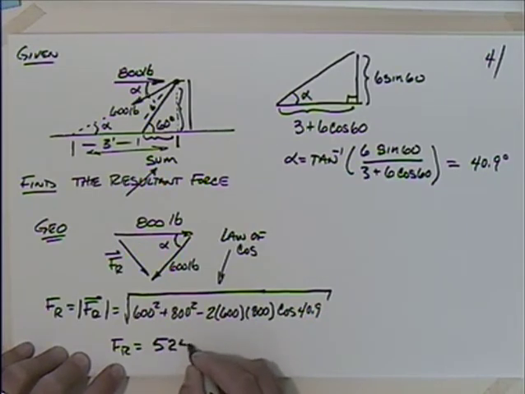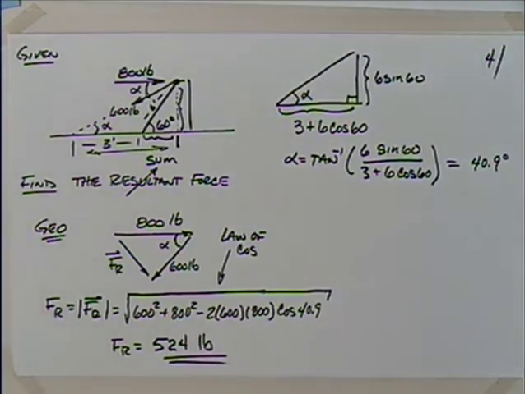We'll just call it 524 pounds. Okay. If you go through a unit analysis on this, you have pounds squared plus pounds squared minus essentially pounds squared, because this is unitless, and under the radical, then that comes out as pounds. So hopefully those units make sense.